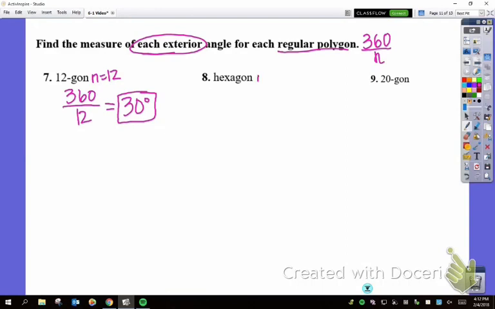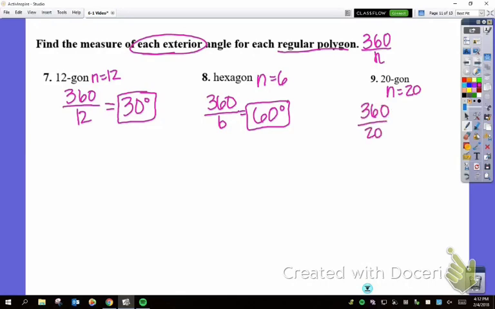Okay, our hexagon has 6 sides, n equals 6. So we say 360 divided by 6, which gives us 60 degrees as our exterior angle. And then this last one, 20-gon, n equals 20. And we've got 360 divided by 20, which is going to give us 18 degrees for the exterior angle. Okay, we're just plugging in the number of sides to find our answers.